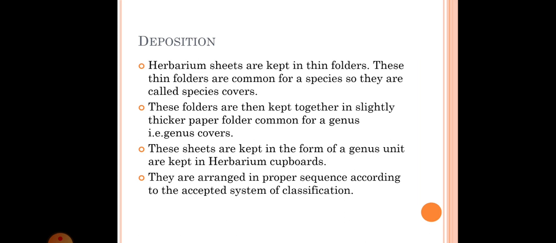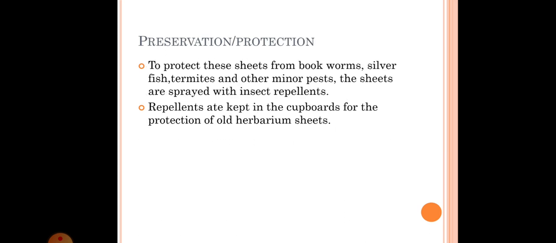These sheets are kept in the form of genus units, in herbarium cupboards. They are arranged in a proper sequence according to the accepted system of classification. The next one is the preservation or protection.